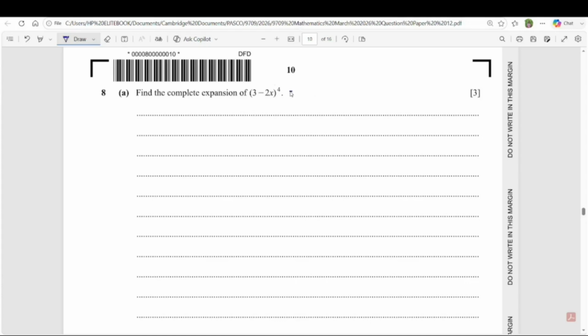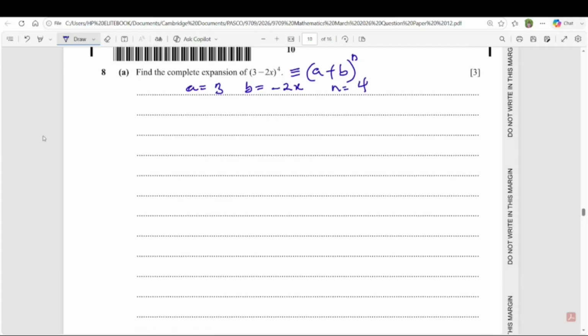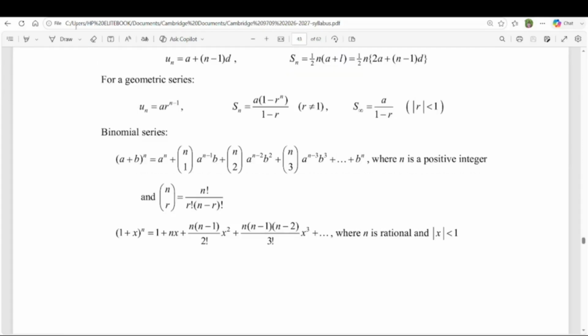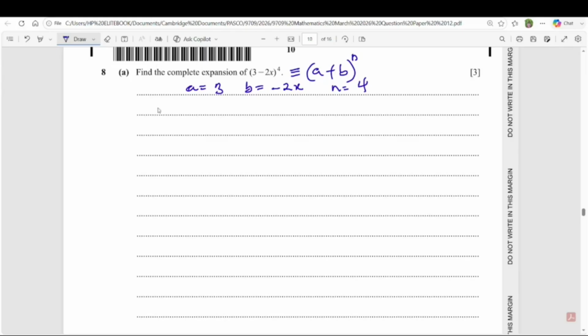So we compare this to (a plus b) exponent n, and we see that our a is the first term, 3, our b is the whole of negative 2x, and our n is equal to 4, right? So we do substitution into the expansion. We know the expansion is going to be a exponent n, and then it goes on and on.